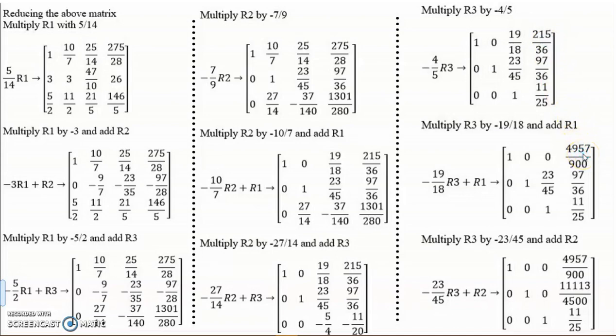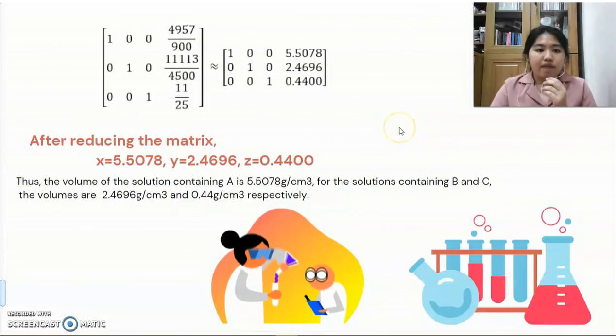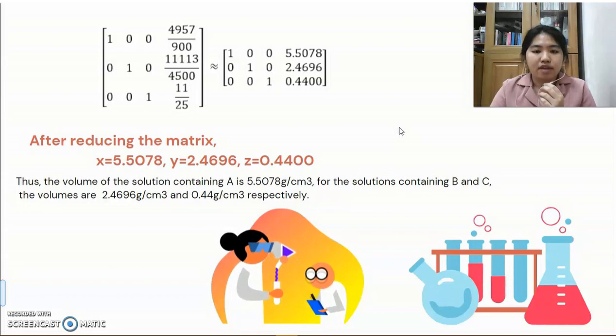The next step is we multiply the third row by -90/80 and add the first row to get the new first row. And the last step is we multiply the third row by -23/45 and add the second row. After reducing the matrix, we transform the solutions from fraction form to 4 decimal places. So, x equals 5.5078, y equals 2.4696, and z equals 0.4400.